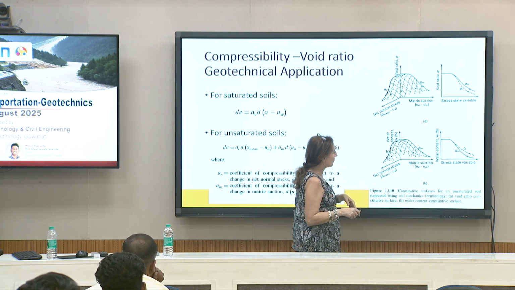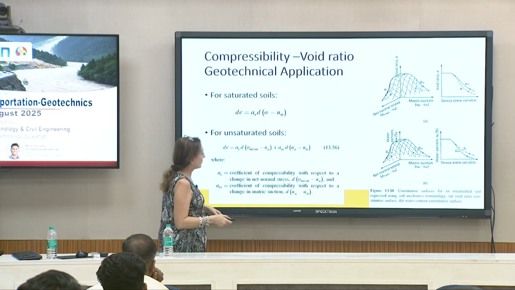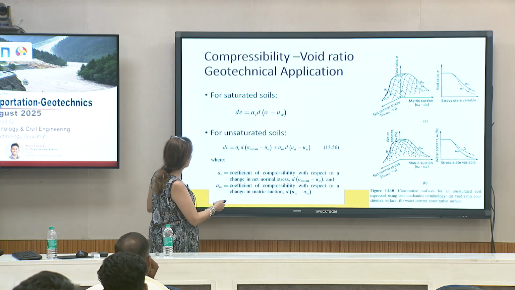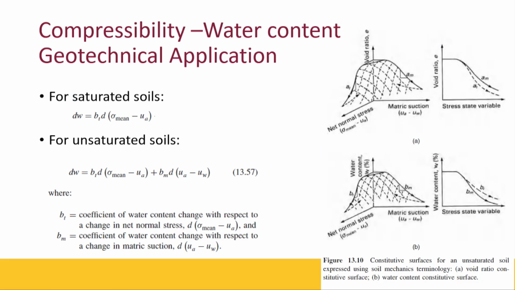Same thing for the water volume change. You're going to have the coefficients of volumetric water change. Okay, we're going to go for the next one. And this one is for the water content. Again, for the saturated soil, you're going to have the change in water content with respect to the net normal stress, right? And you're going to have here a coefficient of water content change with respect to the net normal stress.